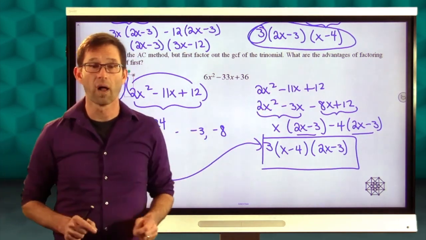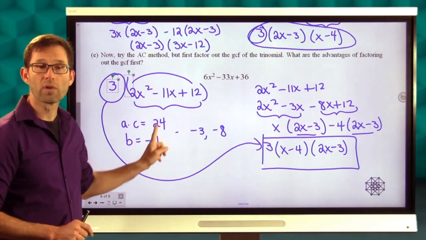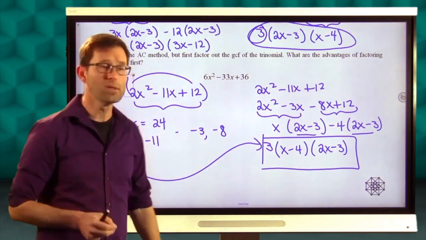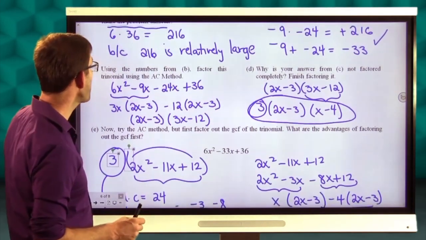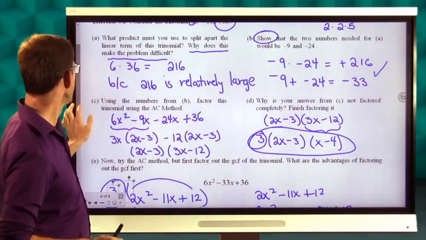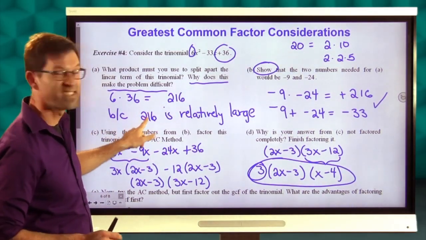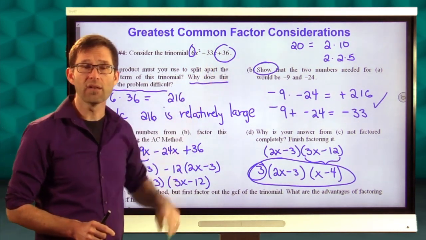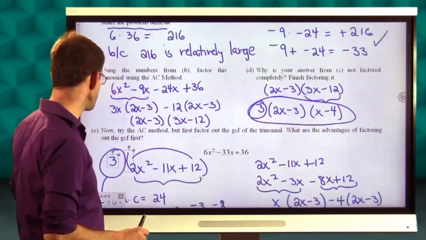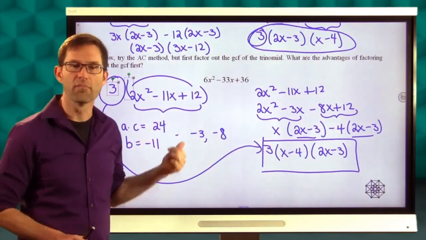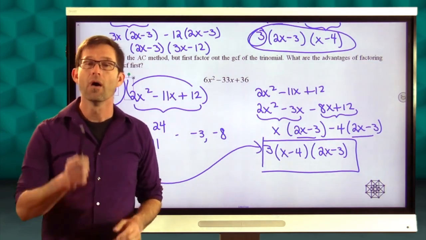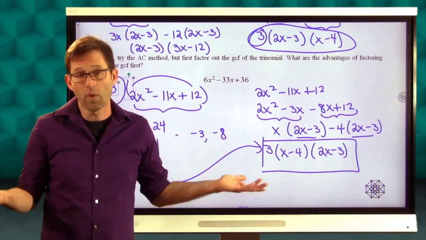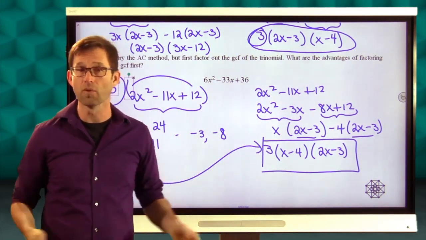The big difference is the following. By factoring that 3 out, we're left with two numbers here, 24 and negative 11, that are much, much easier to deal with than what we had up here, right, with 216 and negative 33. 216 and negative 33 versus 24 and negative 11. Much easier to think about these numbers. Factor that GCF out first, if there is one. If there isn't one, great. Then you just go with your product, your sum, and you move on.